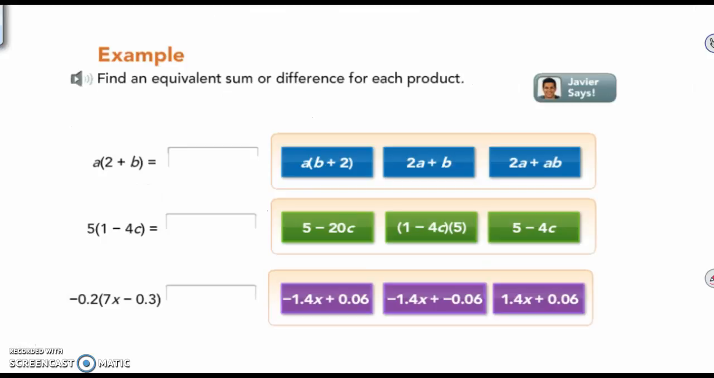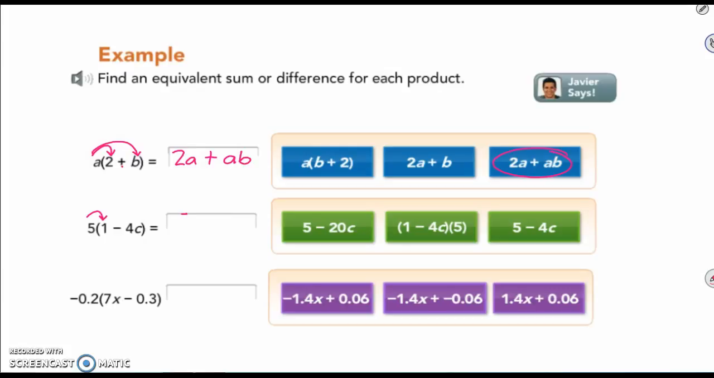For these examples, we're going to find an equivalent sum or difference for each product. Remember, product is when we use multiplication. So now we're going to use multiplication to rewrite this as a sum of two factors. A times 2 is 2a, plus a times b is ab. So that would be the third solution in the set.